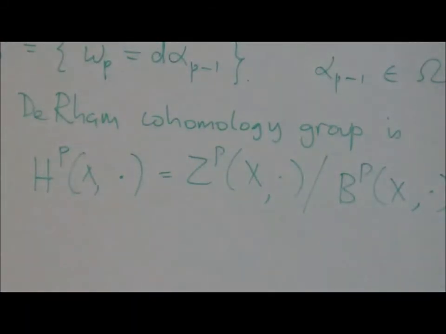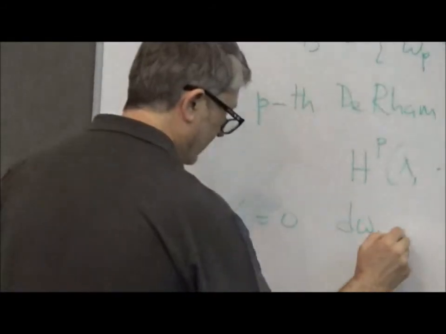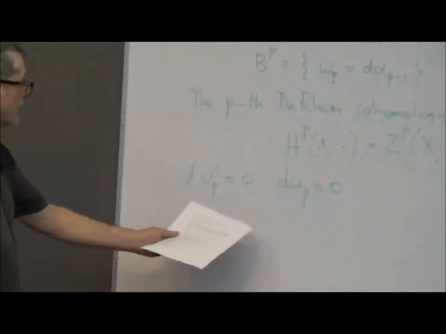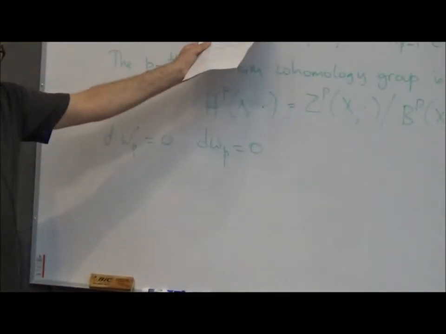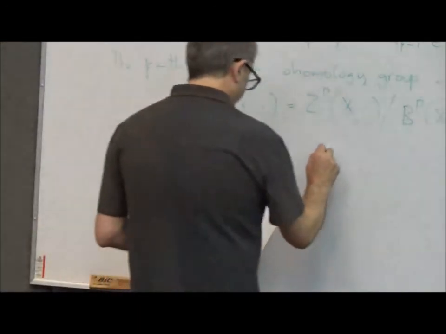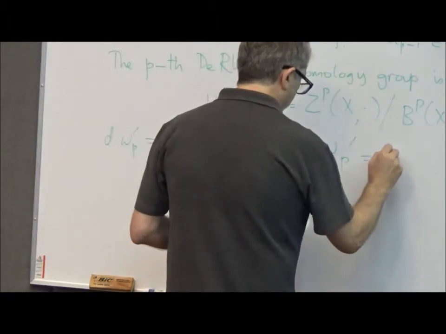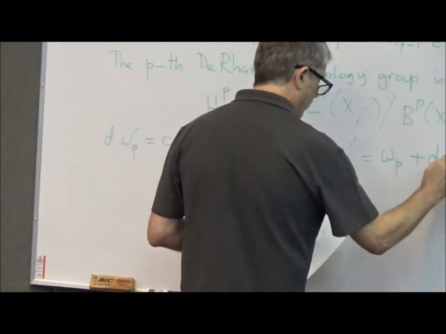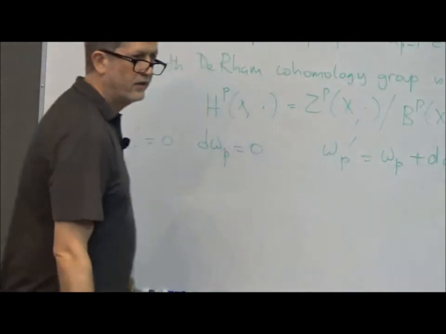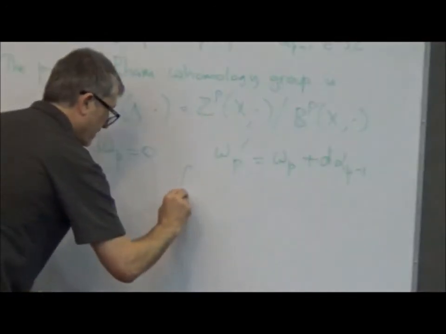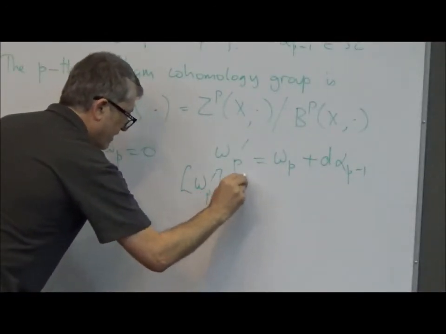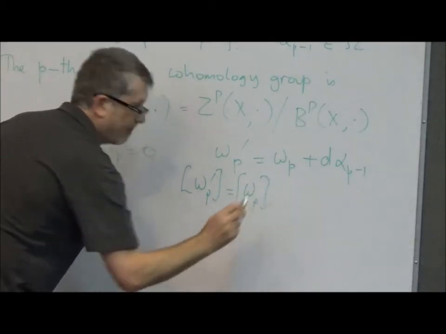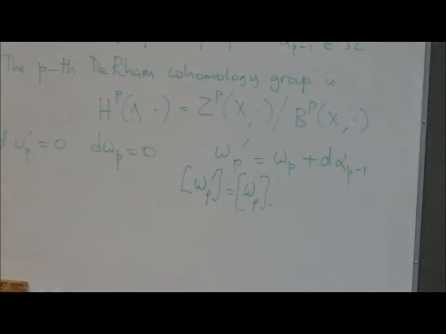And in this case, the quotient is, so if d omega p prime is equal to 0 and d omega p is equal to 0, then they would both be in here. But if they're related by the d of something, so if omega p prime is equal to omega p plus d of alpha p minus 1, then as far as we're concerned in the quotient, omega p prime is actually equal to omega p. Right, so that's the definition of the cohomology.